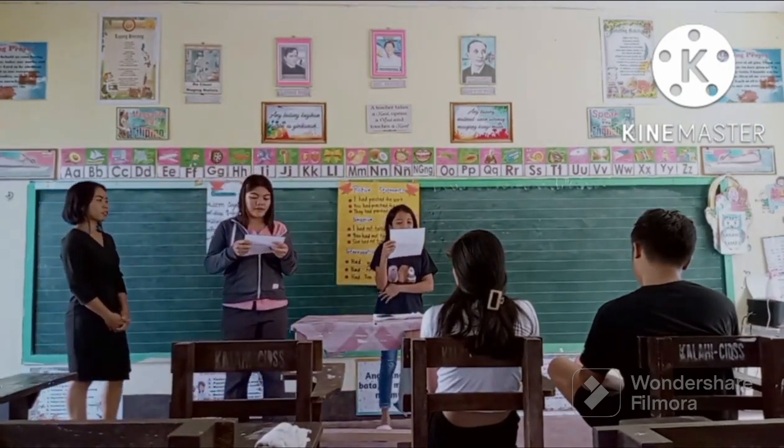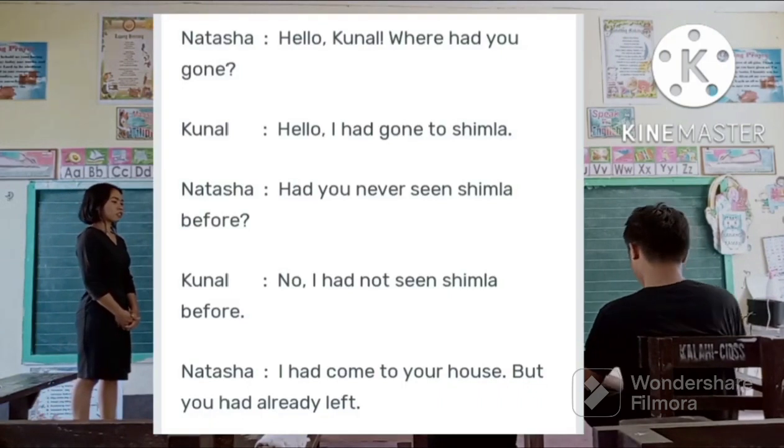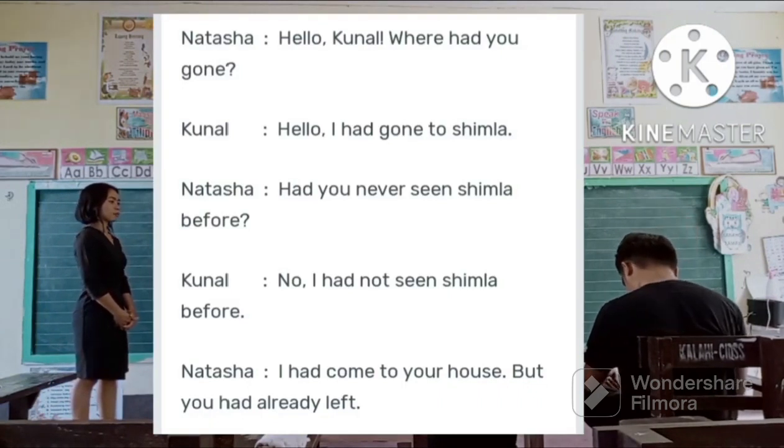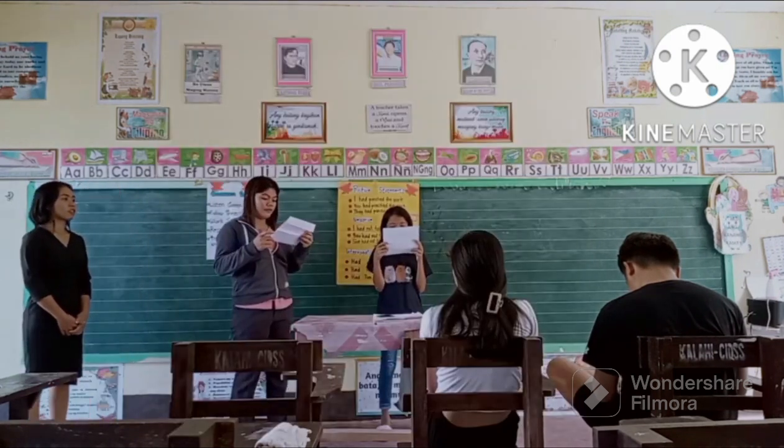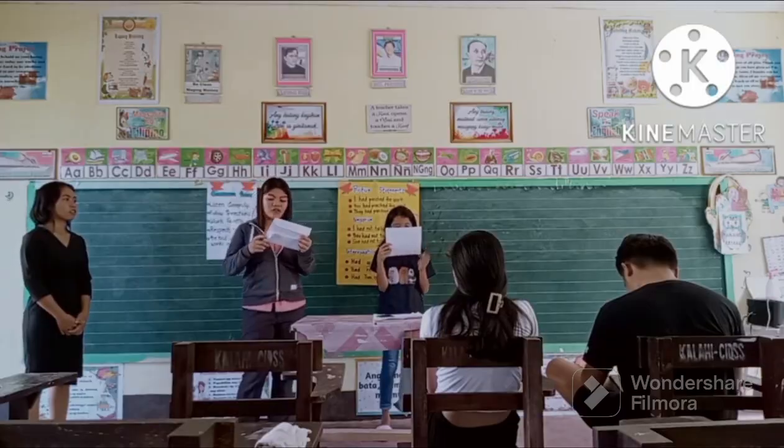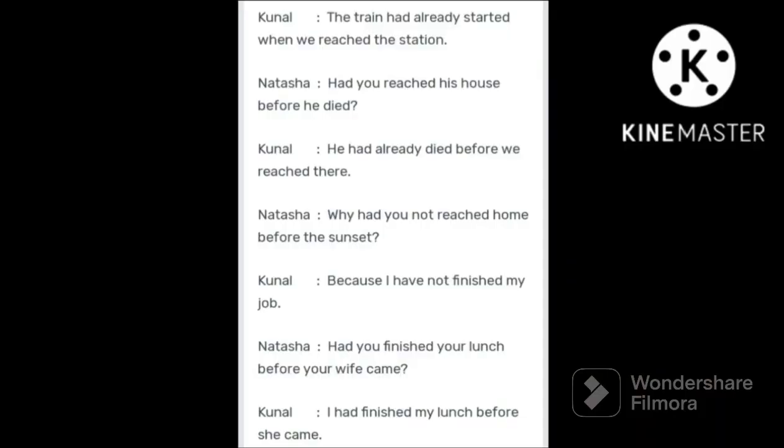Hello, Kunal. Where had you gone? Hello, I had gone to Shemla. Had you never seen Shemla before? No, I had not seen Shemla before. I had come to your house, but you already left. The train had already started when we reached the station. Had you reached his house before he died? He had already died before we reached there. Why had you not reached home before the sunset? Because I have not finished my job.